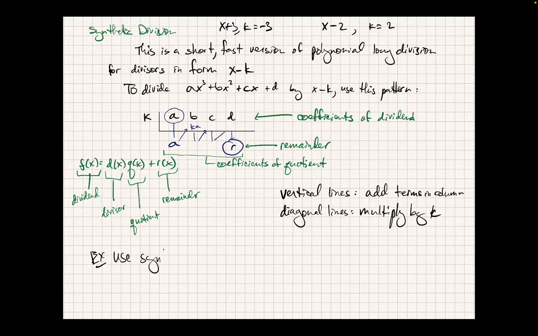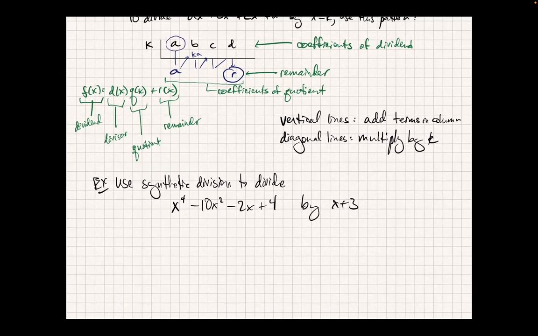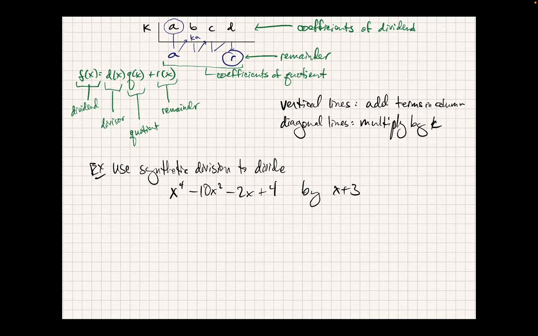Use synthetic division to divide x to the fourth minus 10x squared minus 2x plus 4 by x plus 3. You definitely need the benefit of placeholders.